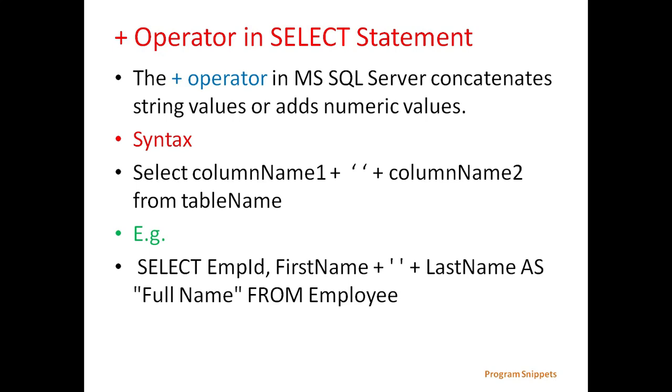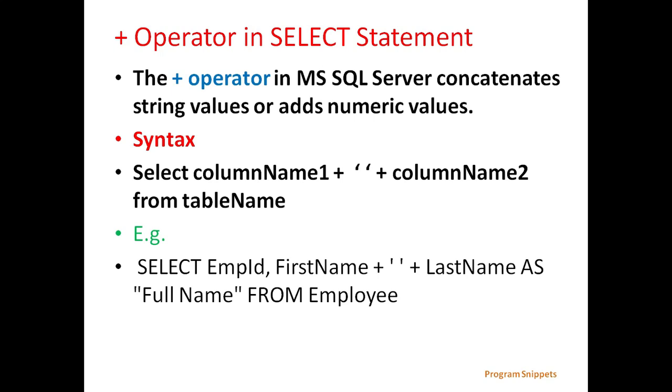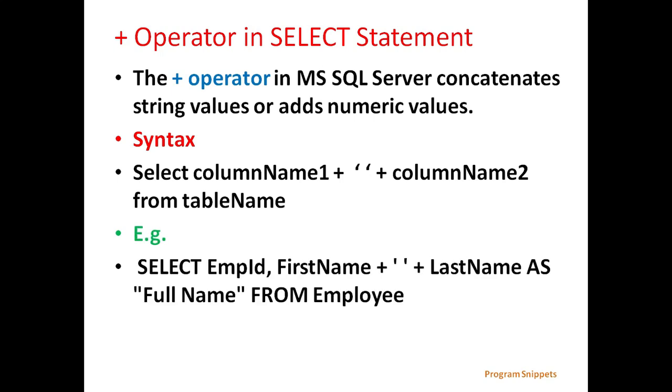Next is the plus operator in the select statement. The plus operator in SQL Server concatenates string values or adds numeric values. General syntax is select column name1 plus a space for concatenation plus column name2 from table name. For example, select EMP-ID, first name concatenated with last name as full name from employee.